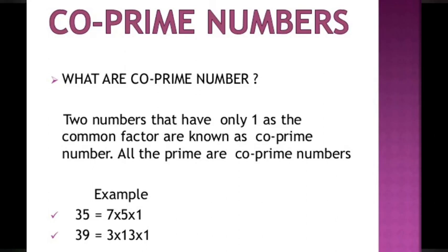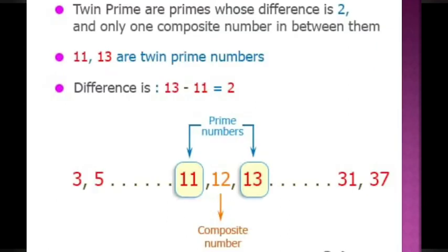So remember that 1 is not a prime number nor a composite number. Next is co-prime numbers. 2 numbers that have only 1 as the common factor are known as co-prime numbers. All the primes are co-prime numbers also. Example, 35 and 39, because both have common factor 1. The factors of 35 are 7, 5 and 1, and the factors of 39 are 3, 13 and 1, and the common factor is 1. So 35 and 39 are co-prime numbers.